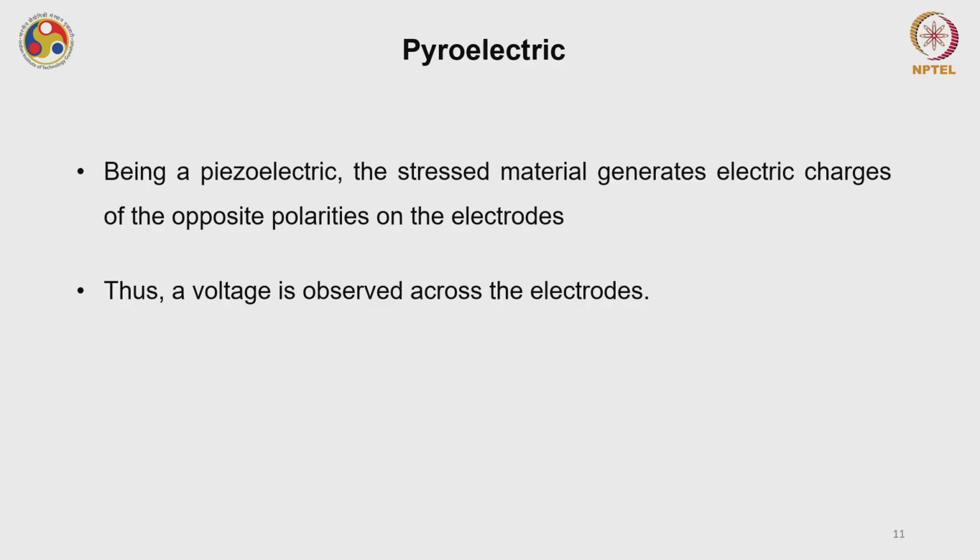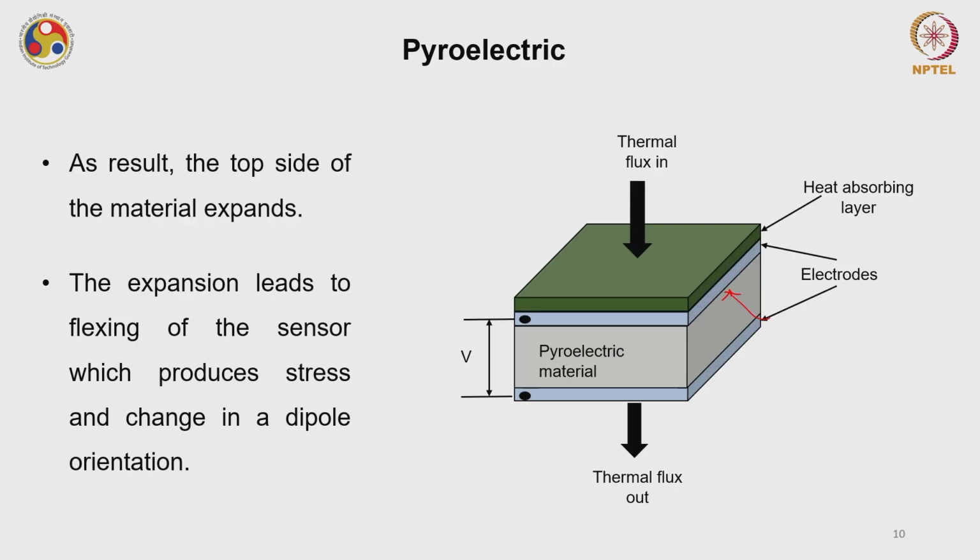Since it is also a piezoelectric material, the stressed material generates electric charges of opposite polarity on the electrodes. And therefore, a voltage is observed across the electrodes. So, if you see, in this case there is not a direct heat flow, but the orientation of these dipoles has changed because of mechanical deformation. Of course, the cause of that mechanical deformation is not a mechanical force, but some light absorption, or say some light bombarding on the top of this electrode.